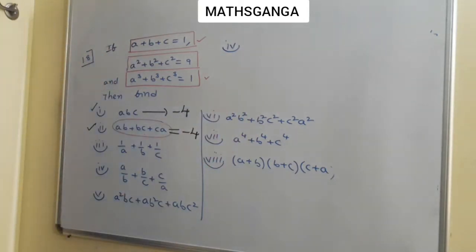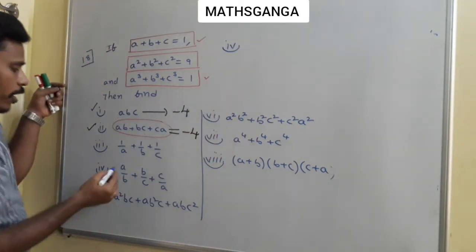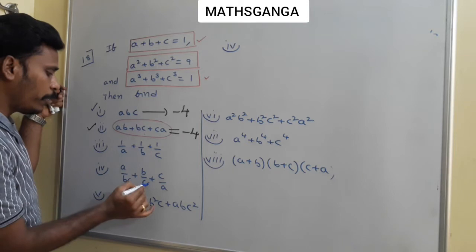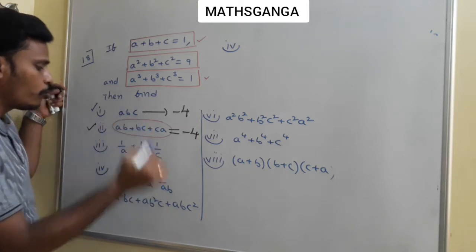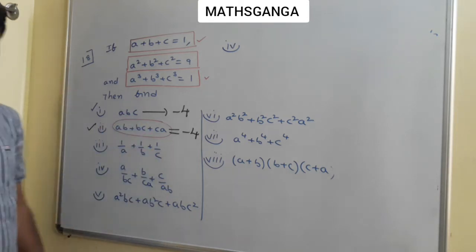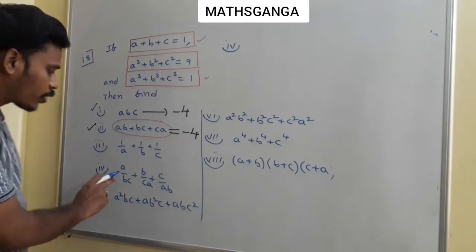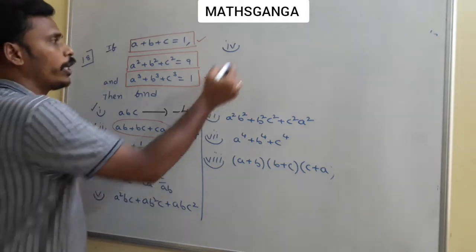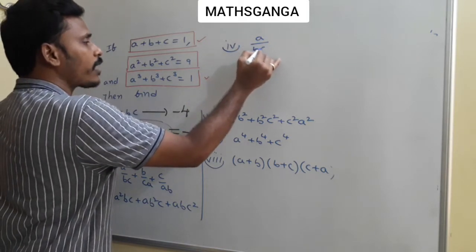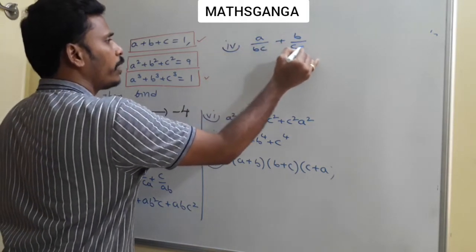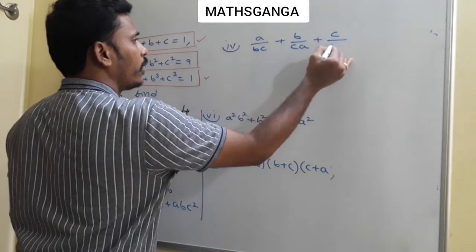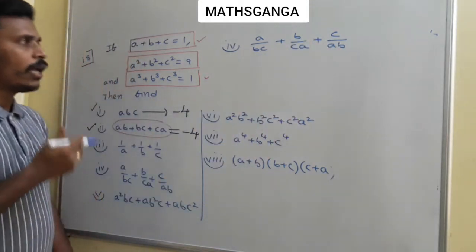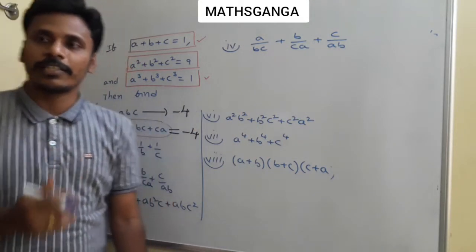So, for your convenience, I am just rewriting it. Okay, a by bc, b by ca, c by ab you just take. That's why that value I will find. Okay, actually that's what I need to give. By mistake I gave that like a by b. Okay, now you need to think about the fourth one, about a by bc plus b by ca plus c by ab.